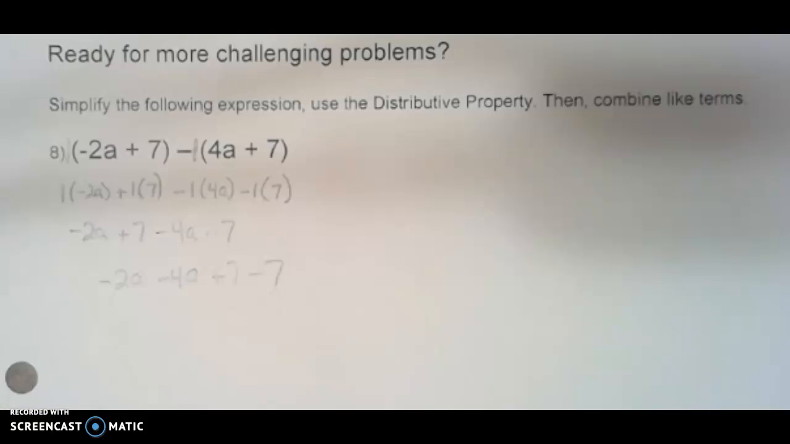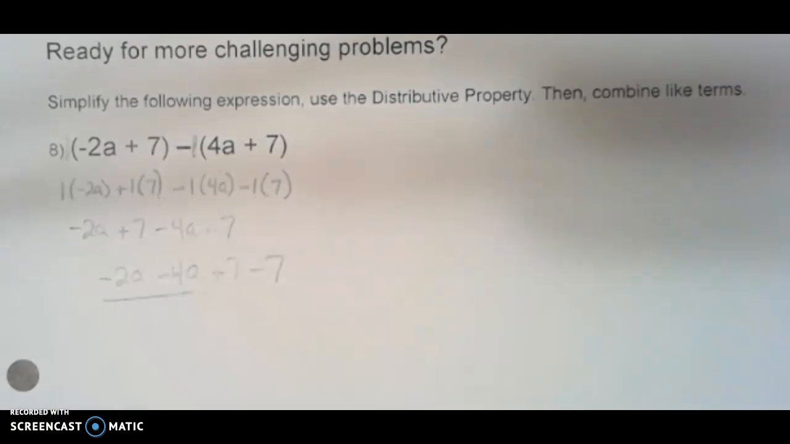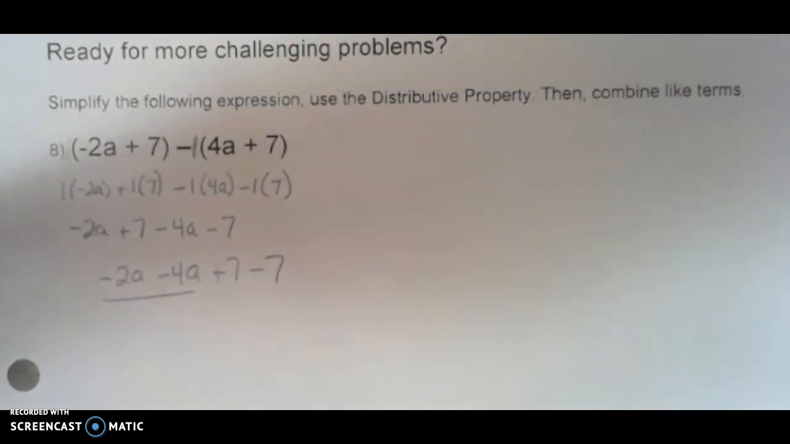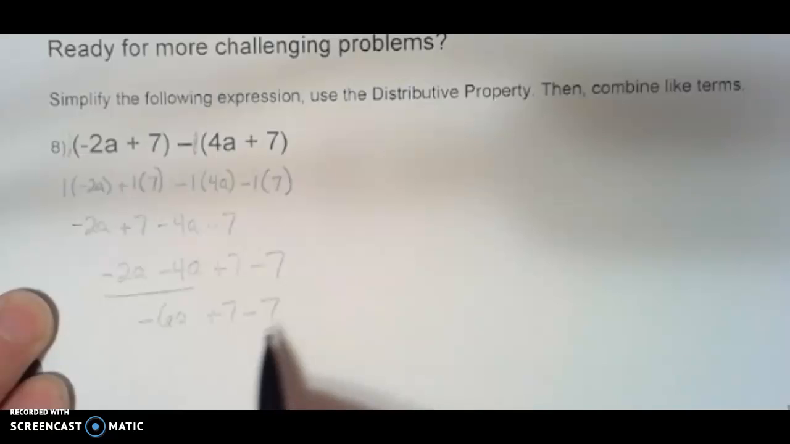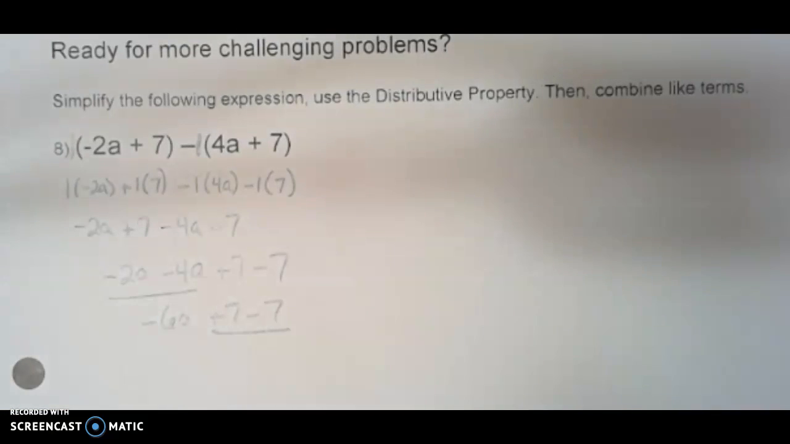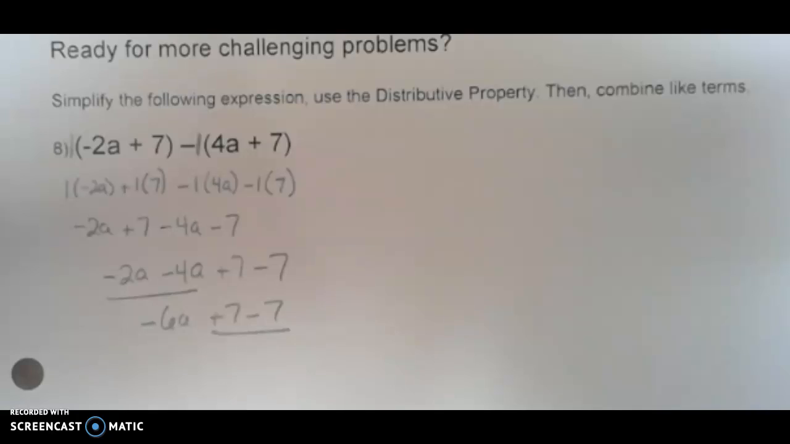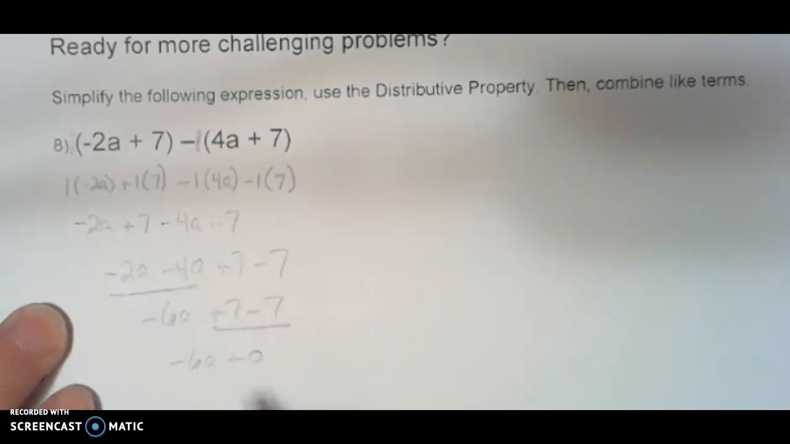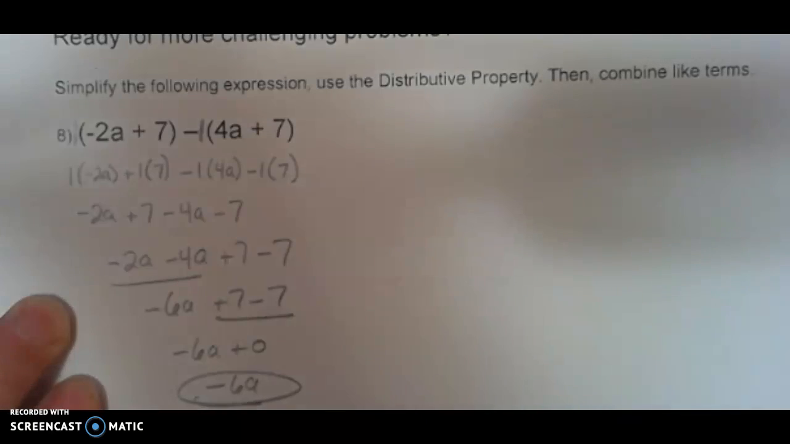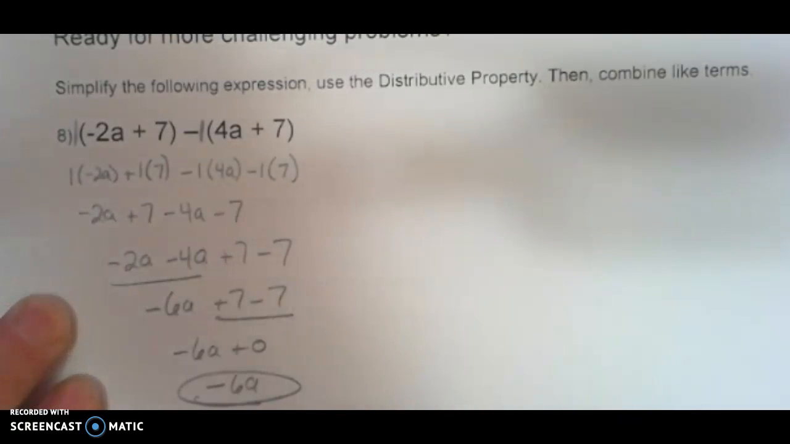And now what we need to do is combine our variable terms first. -2a minus 4a, they're the same sign, so I'm going to add. That's going to give us -6a. Bring down the constants, plus 7 minus 7. And now when we take a look at the constants, in this example, they're opposites. Positive 7 and -7 makes 0. So this is -6a plus 0. So I could just say -6a is going to be my answer. Okay, my answer to this expression is -6a.